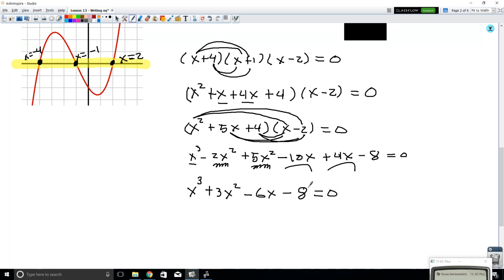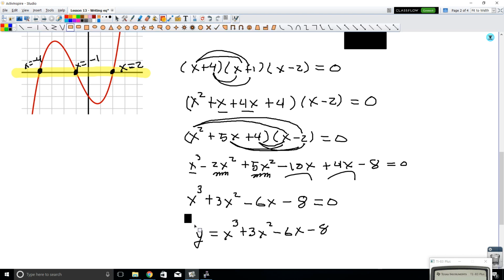You can write it this way, but let's just set it equal to y, because this is the standard form equation here. So this is pretty much it.